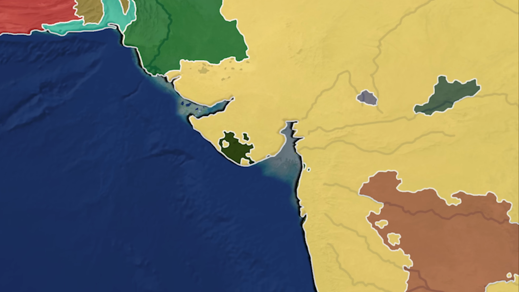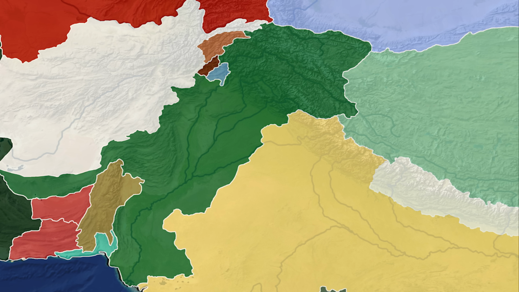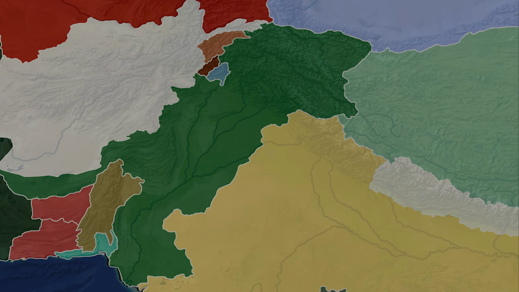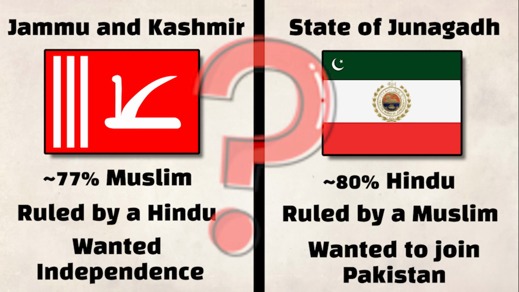Pakistan called out the hypocrisy of India, with them annexing the Hindu majority Junagadh, but not allowing Pakistan to take the Muslim majority Kashmir. Again, the two states were in a very similar position, so if India is allowed to take the state with 80% of their religious people, shouldn't Pakistan be allowed to do the same?